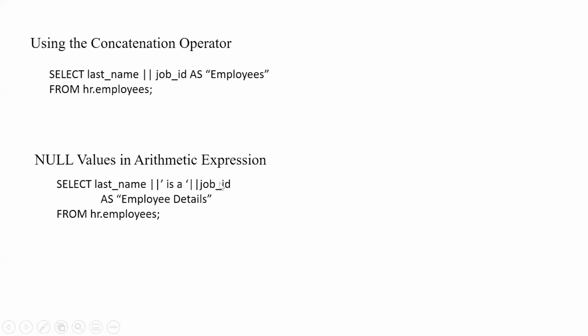Next thing which we have is the null values in arithmetic expression. Now what we are doing is select last name, is a, then concatenate is a, job ID as employee details. Now this kind of data you will only get in your company database, right? You will not get it anywhere.